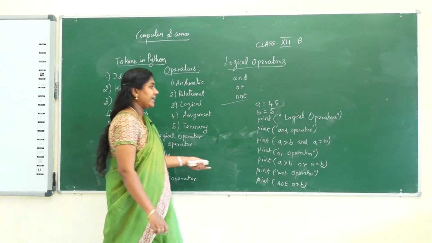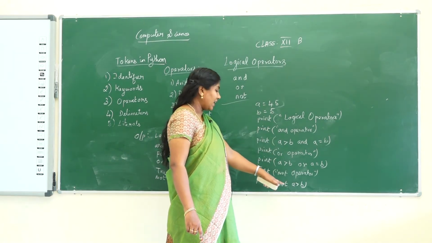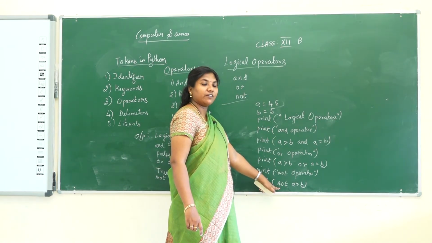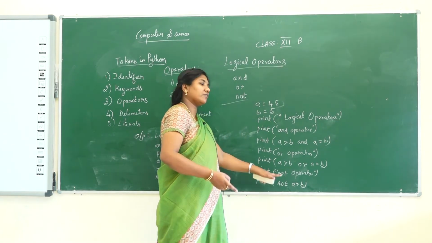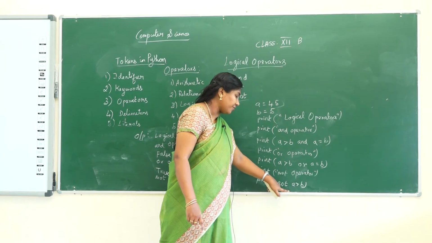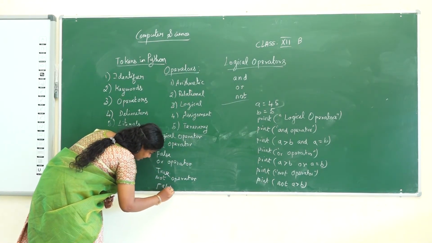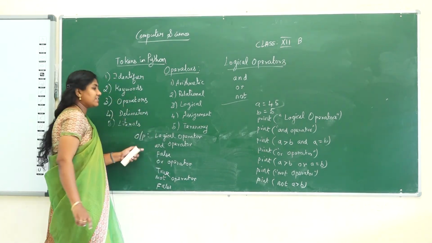So the NOT operator, A greater than B. The condition A greater than B is true, but I am using the NOT operator, so it will give the NOT value. A greater than B means true, and the NOT of true is false. So I will have false. Okay, so this will be the output.